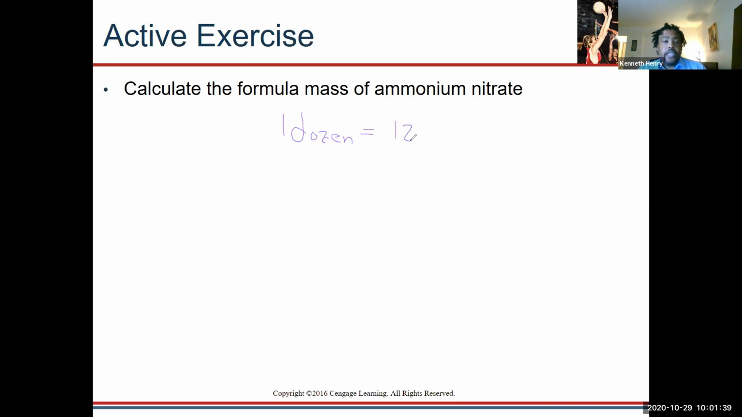Okay, so we know that a dozen always means 12. Right? So in chemistry, we have something that's very similar. We have what we call the mole. So 1 mole equals 6.022 times 10 to the 23rd.